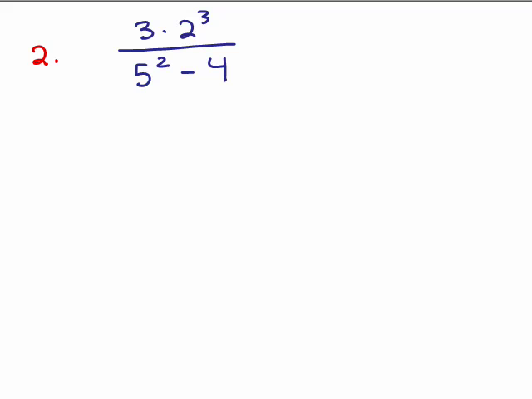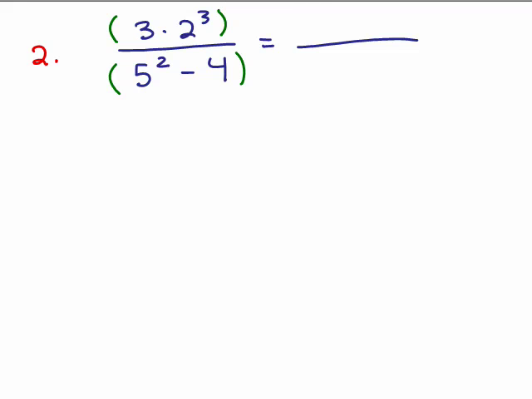Let's go on to number 2. Again, we have a fraction, so we have to simplify the numerator and denominator first. And if you want, you could think of this as one grouping, the numerator and the denominator as a separate grouping. So in the numerator, what would we do first, the multiplication or the exponents? The exponents come first. Remember, it goes parentheses, exponents, multiplication and division as it goes from left to right, and then any addition and subtraction as it goes from left to right. So we have to do the 2 cubed first.